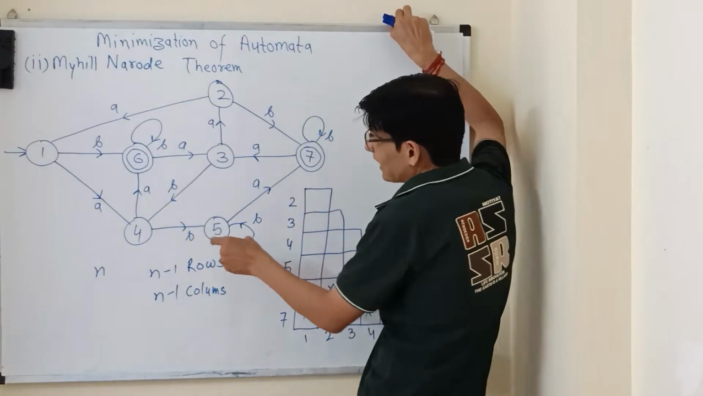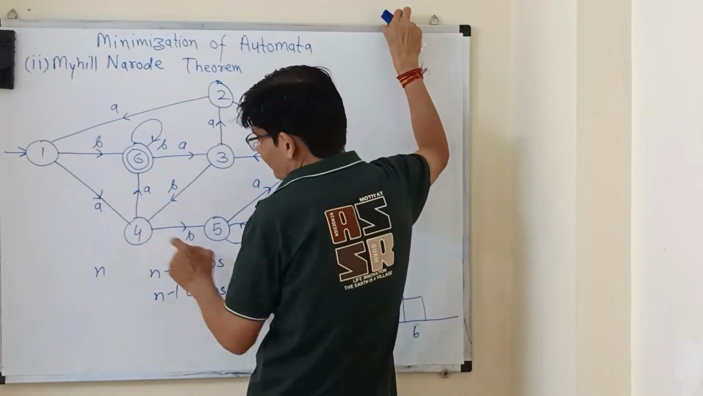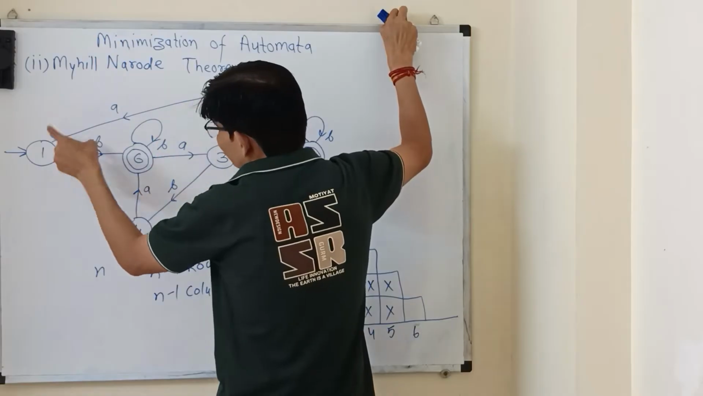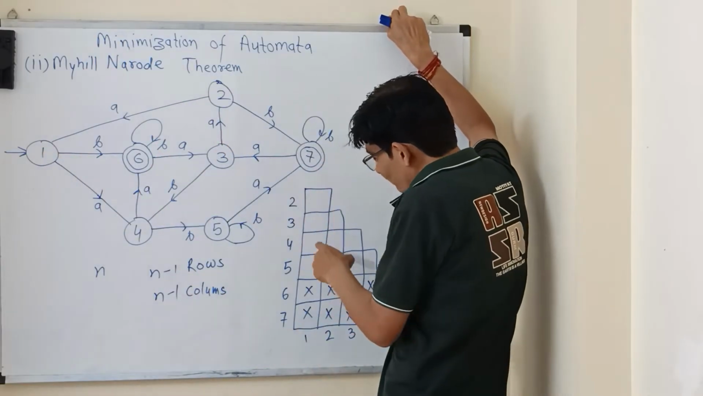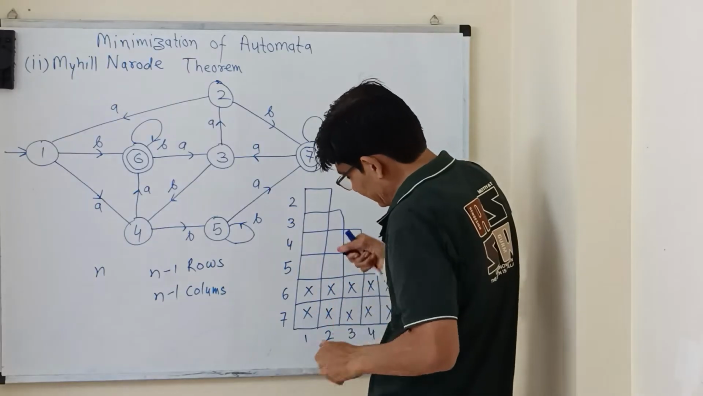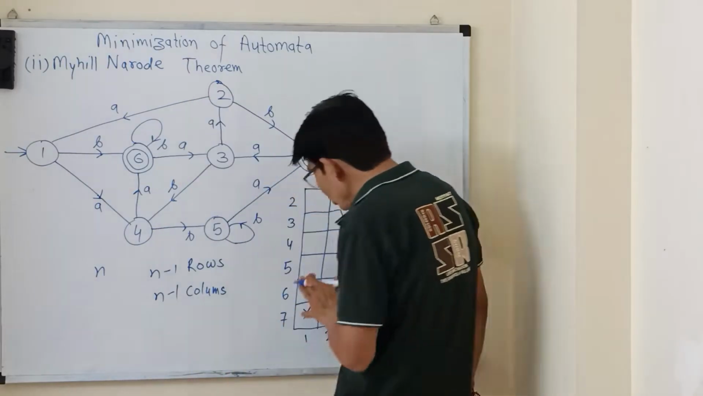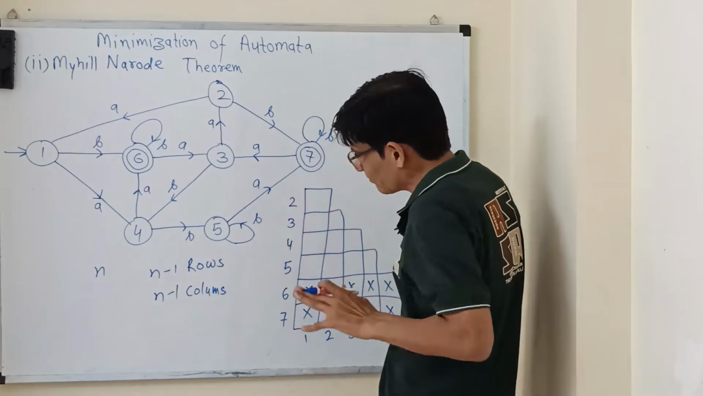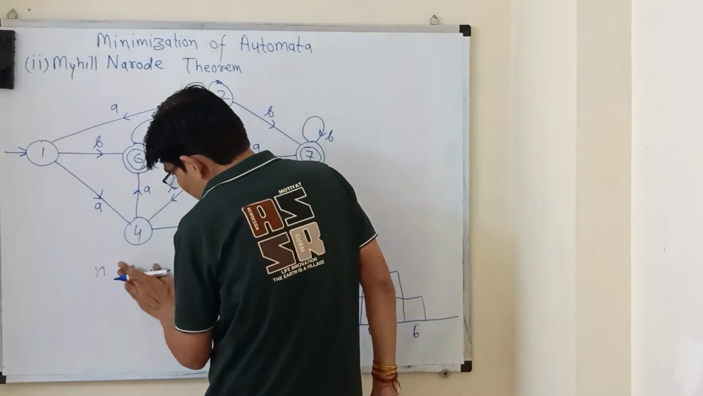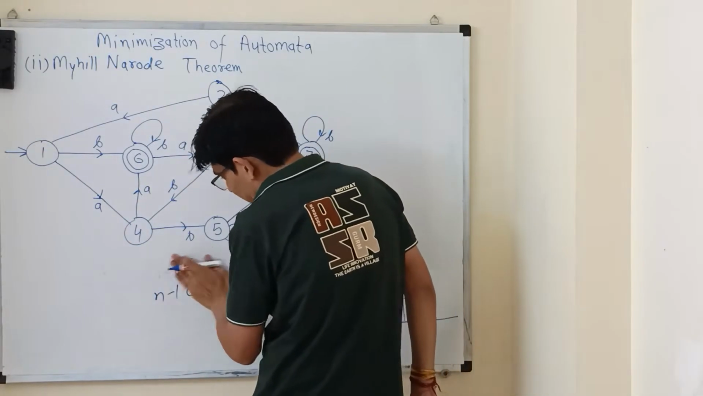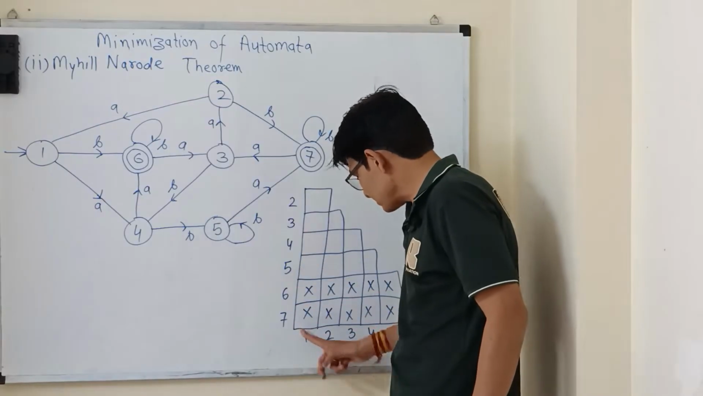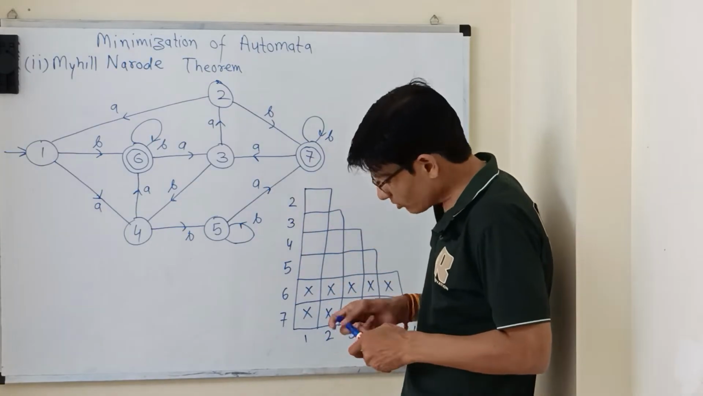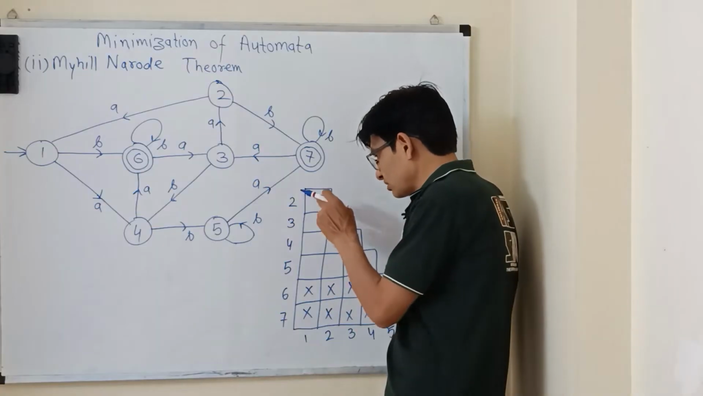on 1, if we are having a, we are moving to 4, and on 2, if we are having a, we are moving to 1. Now, after the first criteria, how to put a cross in other blocks, that we will discuss. So here is how you can do it. Now these crosses we have already put. Now we will try filling all these blocks with a cross. Now how to put a cross here?